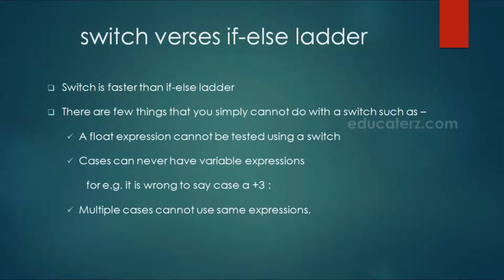Again, we have some restrictions in switch which are not there in if-else. So in those cases we have to go for if-else only. For example, a float expression cannot be tested using a switch. Case can never have a variable expression, it should always be constant, because it creates a jump table at compile time, and the value of a variable is not predictable at compile time. Again, multiple cases cannot have the same expression. So because of this restriction, we have to go for if-else only.